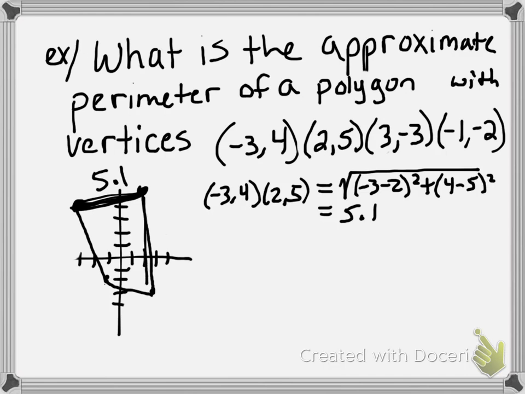Alright, so now let's say I wanted to find this length right here. This is from the point 2, 5 to point 3, negative 3. Okay. So again, we just go through, oops, I'm going to put that there.